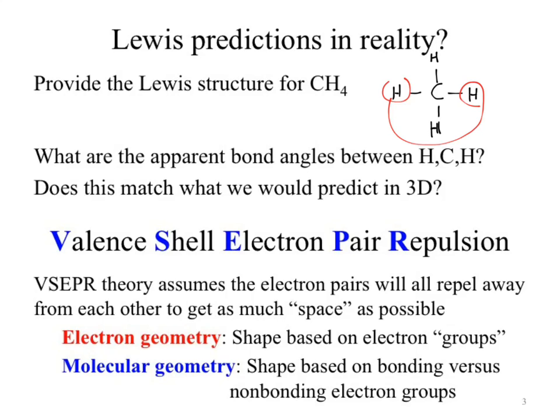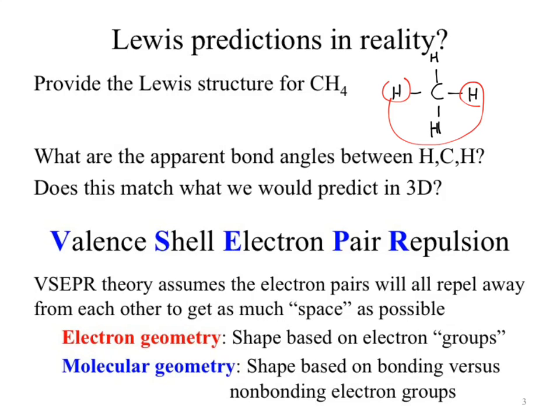So looking at an electron geometry, while it may make perfect sense when we look at the electrons, when the average person looks at a molecule, they don't see the electrons. What they see are the atoms. So we have to come up with a new geometry that will be based off of the electron geometry. That is our molecular geometry.